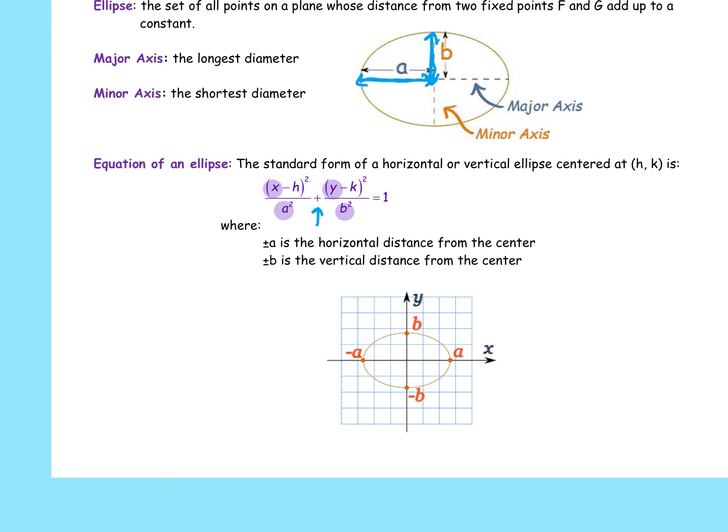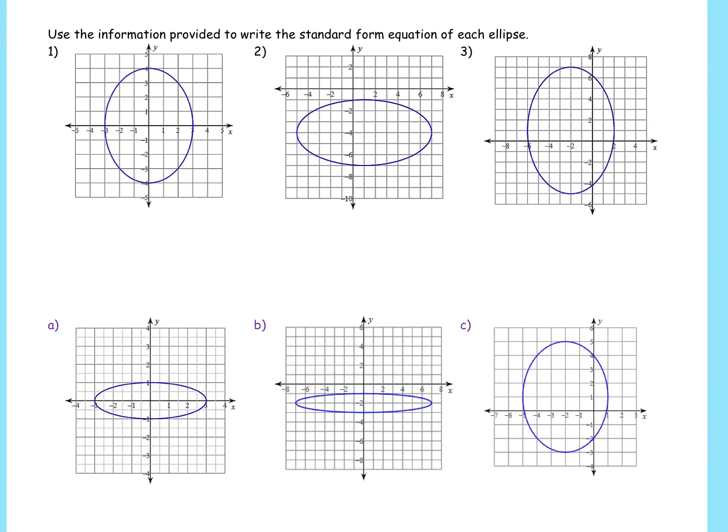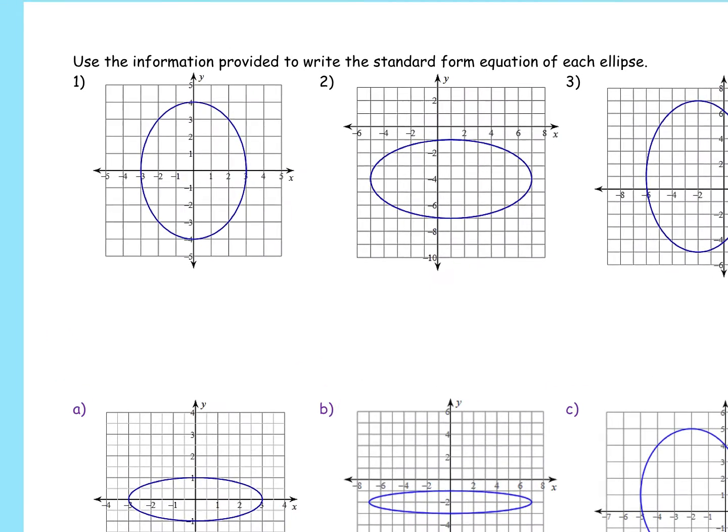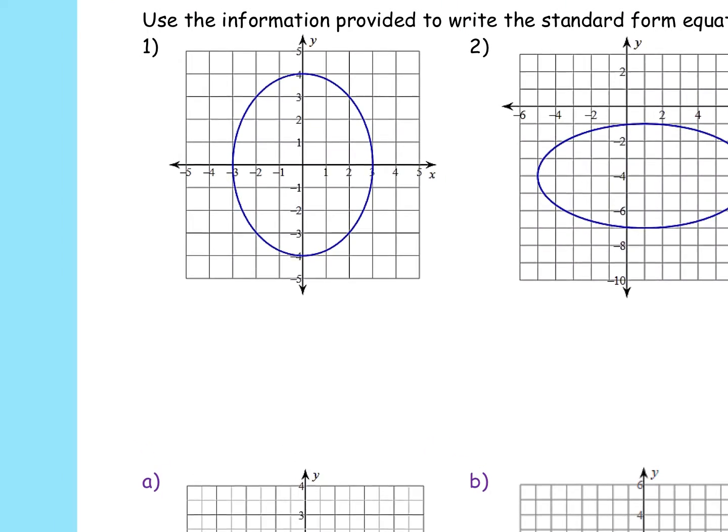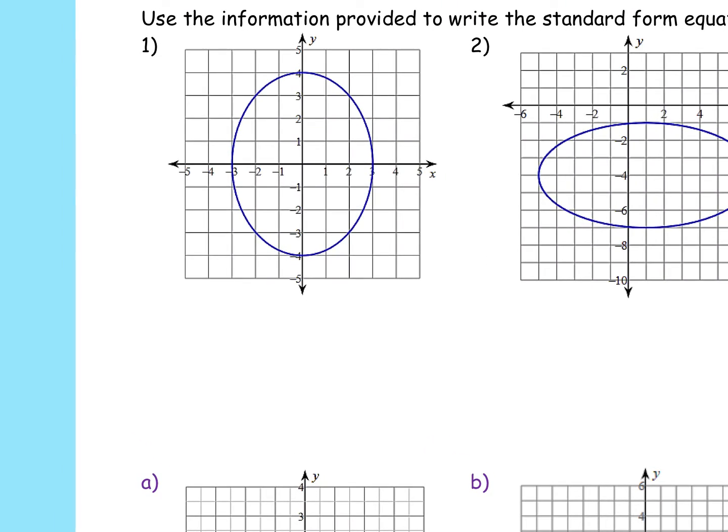Here we go. So we're going to use the information provided to write the standard form of each ellipse. So I want to write the equation for this ellipse. I need to find three things: A, B, and the center of my ellipse. Usually how I find the center, I just go to the widest part of both the side and the bottom, and this one's pretty easy, and draw my little lines here, and where they cross is the center of my ellipse.